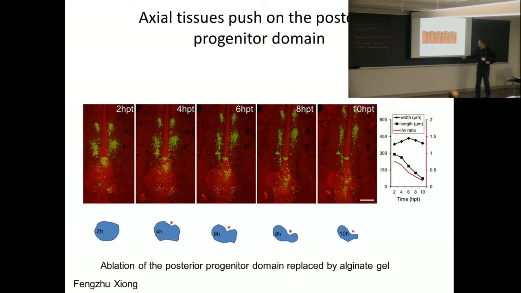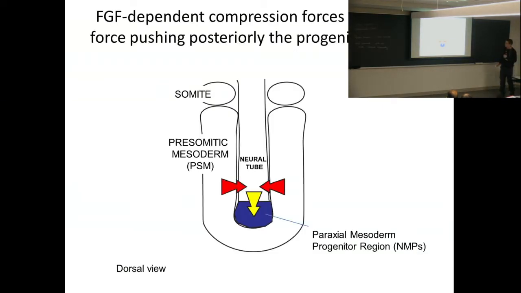And here what you see is that the deformation is very different from that which is observed when the gel is introduced just a bit anteriorly in the posterior neural tube. Here, when you put the gel in the area of the paraxial mesoderm precursor, what you see is compressive forces, but that are produced in an orthogonal direction, suggesting that the tissue actually pushes in a posterior direction. So the interpretation of these experiments is that the compressive forces that are generated by the posterior presymptomatic mesoderm are going to squeeze the axial organ, resulting in a posterior push of the progenitor domain of the paraxial mesoderm.